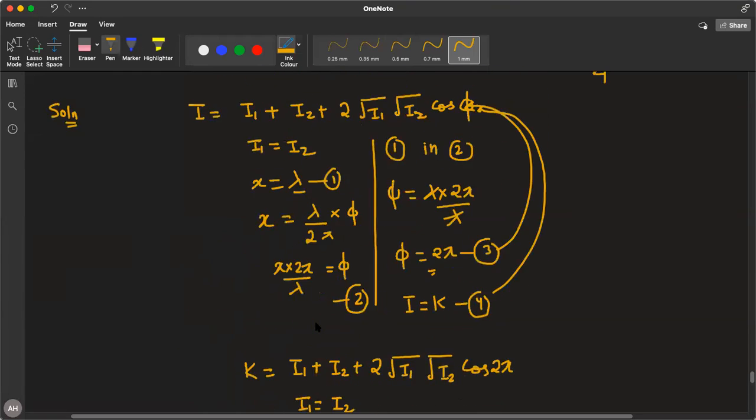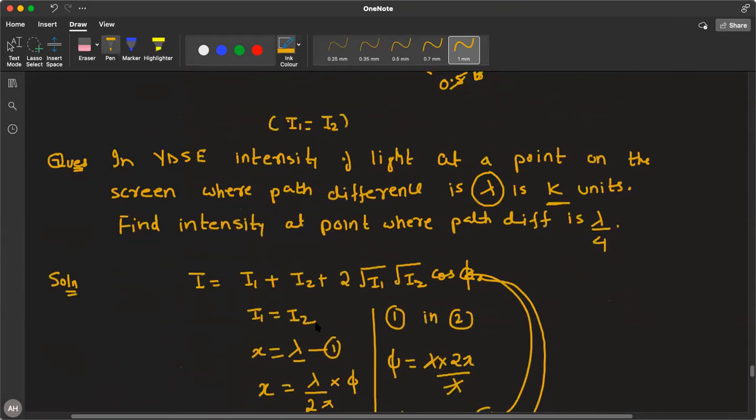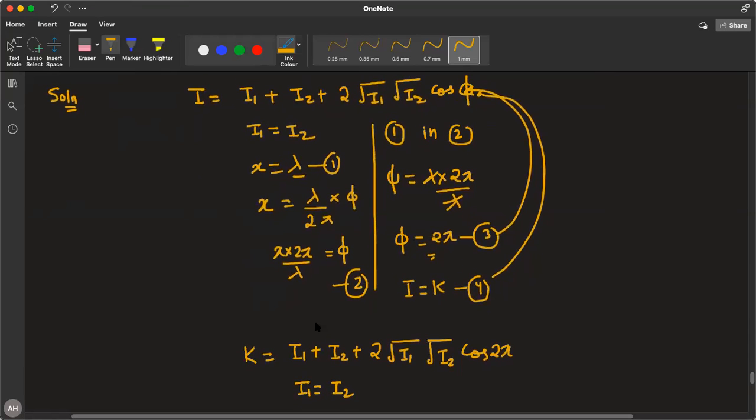Do it. Yes, sir. So the final answer is k by 2, right? Yeah, final is k by 2.